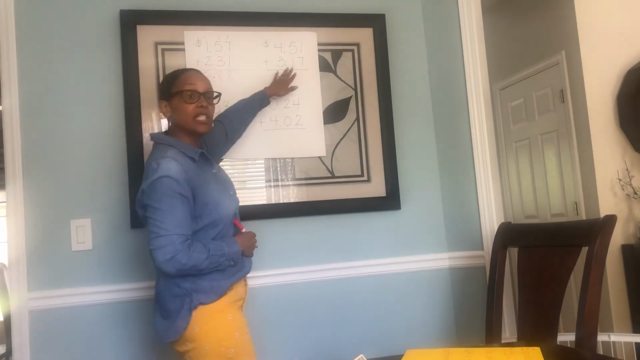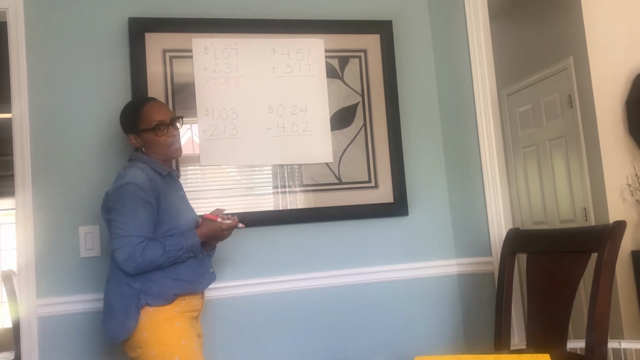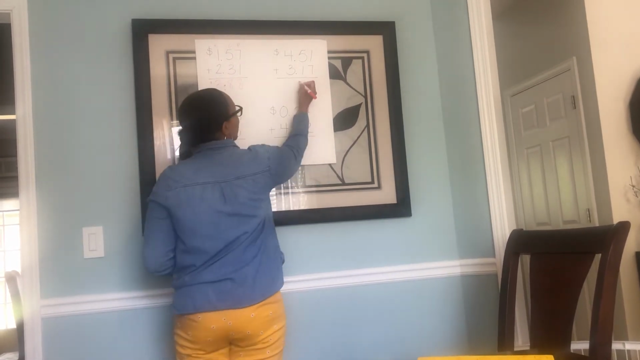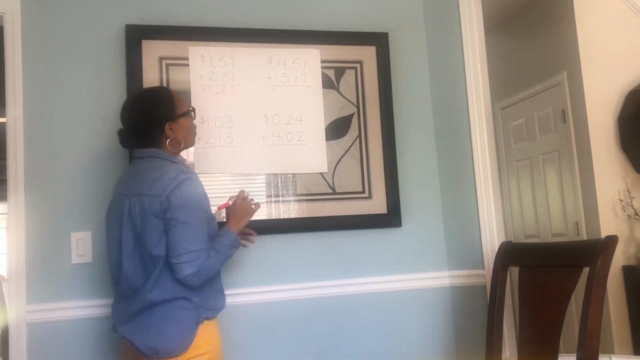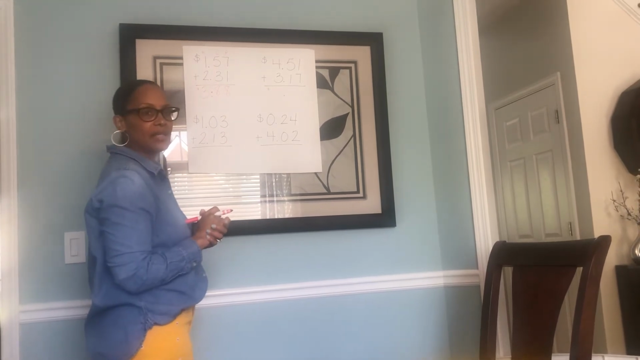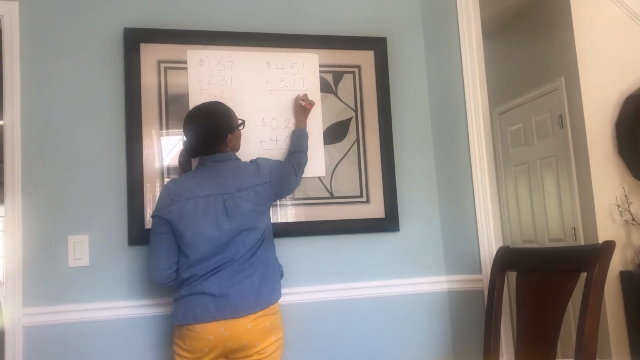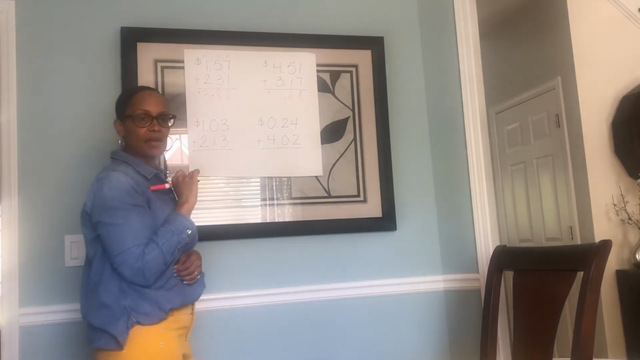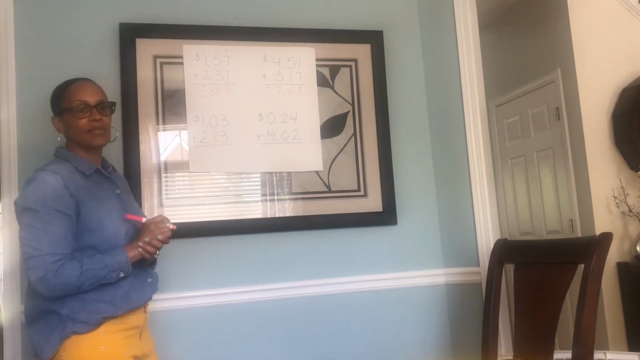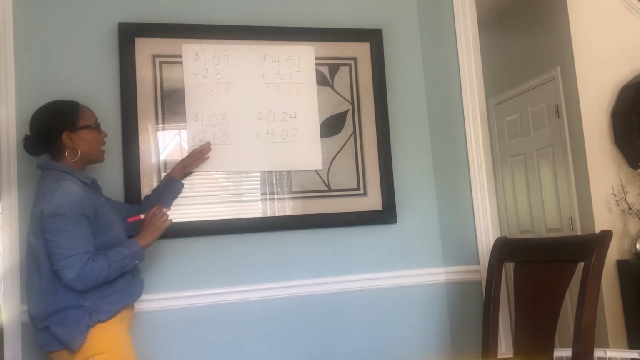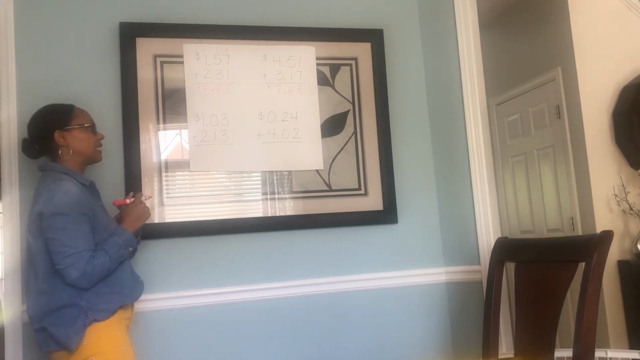Okay, so now let's look at this one over here. So what is the first thing we're going to bring down, Aubrey, before we start adding? Your decimal and your dollar sign. Very good. So Aubrey, can you tell me what is 1 plus 7? 8. And what is 5 plus 1? 6. And what is 4 plus 3? 7. So Aubrey, how much money do we have here? $7.68. Awesome. So now we're going to look at $1.03 plus $2.13.